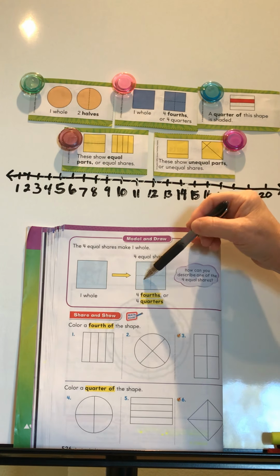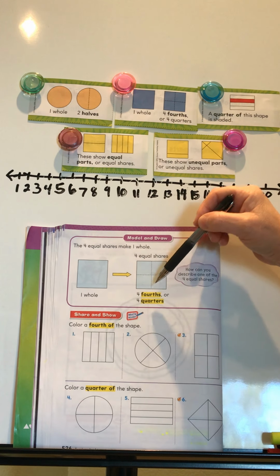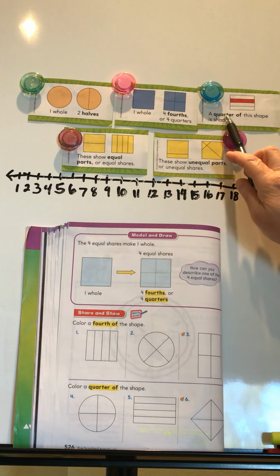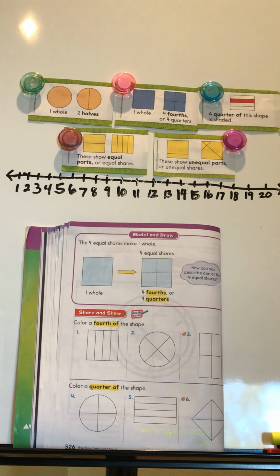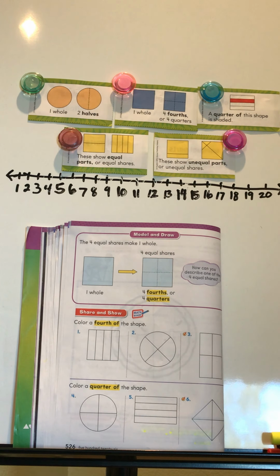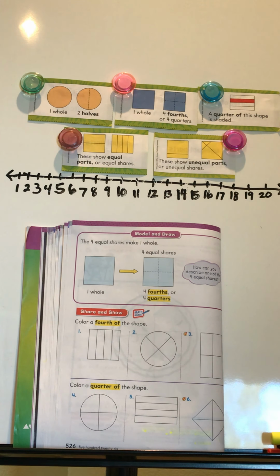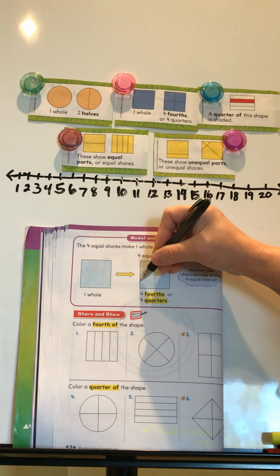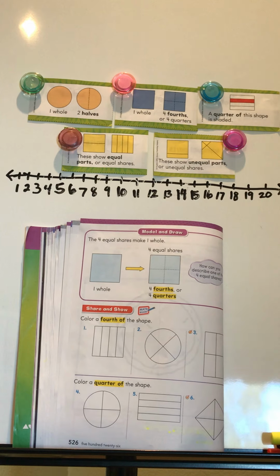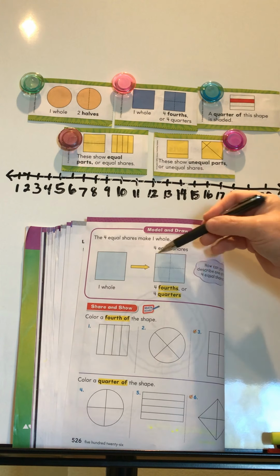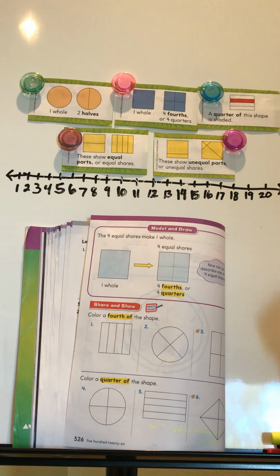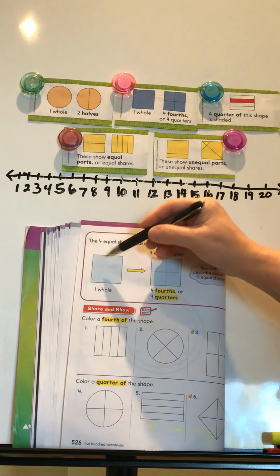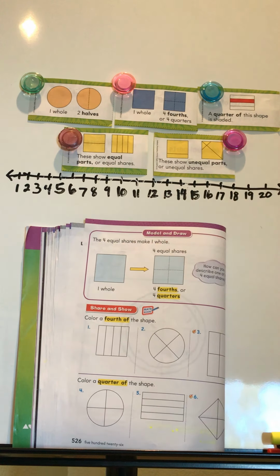So we have 1, 2, 3, 4 fourths, or sometimes you can call those a quarter. Okay, because think about a quarter as a coin, 25 cents, and 4 quarters is $1, one whole dollar. So one part of a fourth can also be called a quarter. So we have 4 quarters, or 4 fourths, or 4 parts, or you could say 4 equal shares. When you put all those 4 together, it makes one whole square.